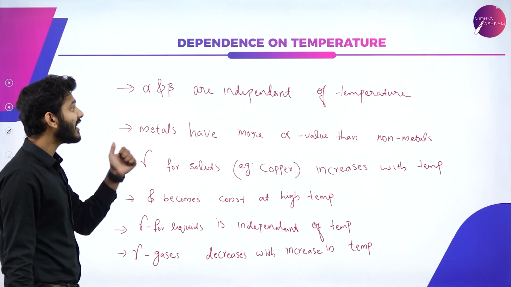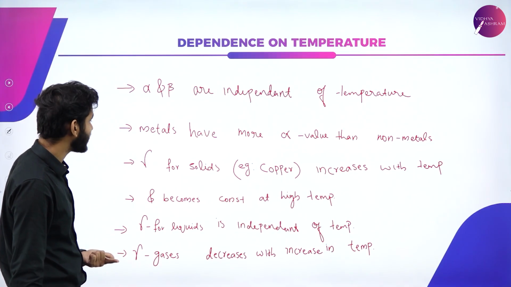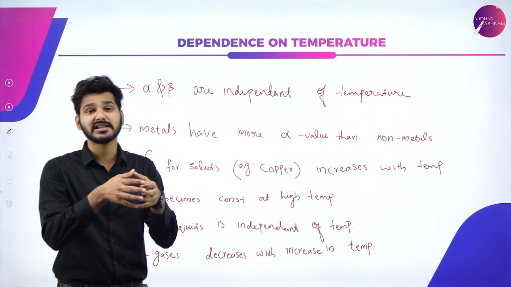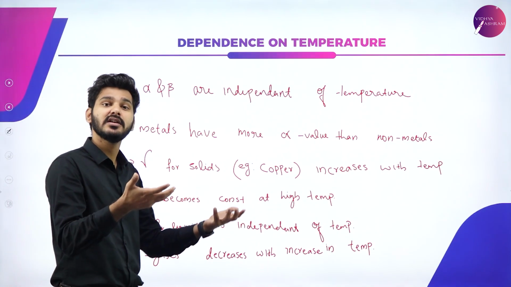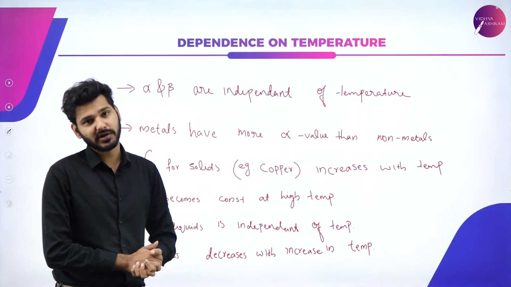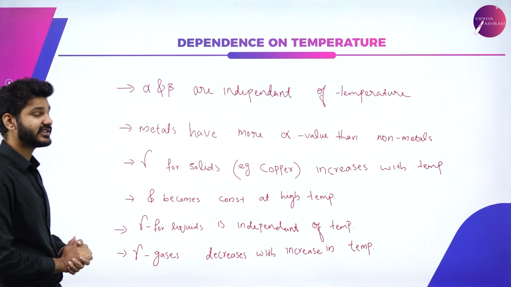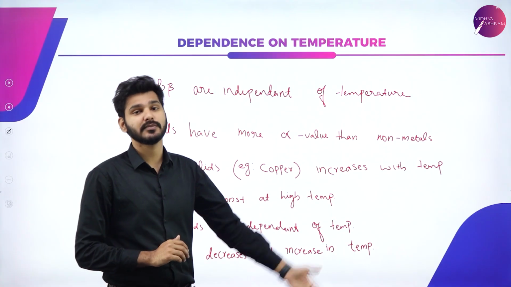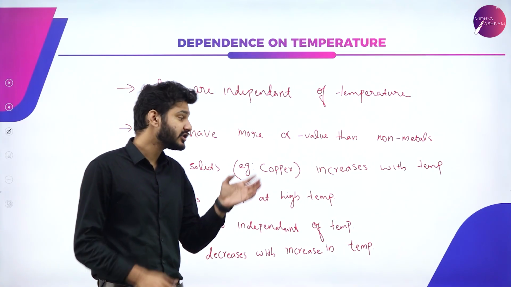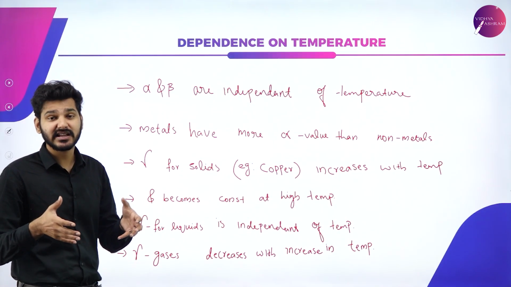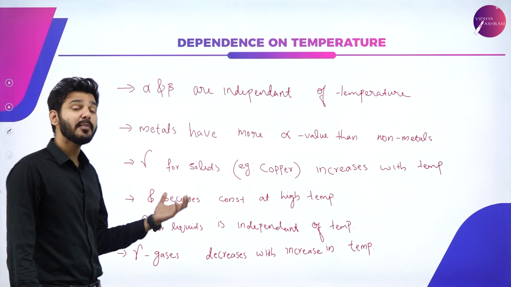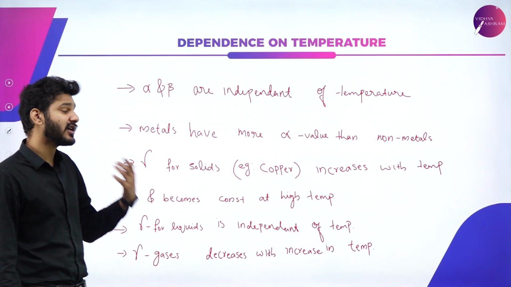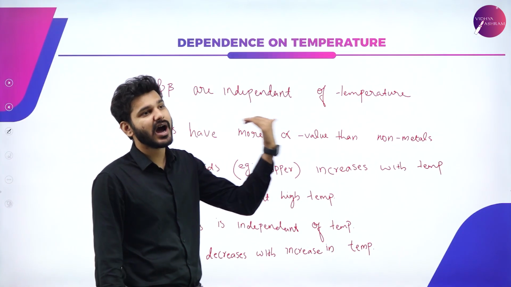So we can say that alpha and beta are completely independent of the temperature, while metals have more alpha value than non-metals. Obviously, because metals actually expand faster when we apply a specific amount of change in temperature to them. And gamma value for solids, for example copper or any other metal which expands like that, increases with temperature. That is, when you have a steady heat supply to a metal like copper, it increases in its dimensions, and that's why we say that gamma value for solids like copper increases with increase in temperature and becomes a constant value after hitting a higher temperature state.